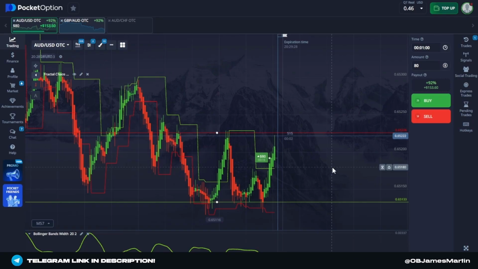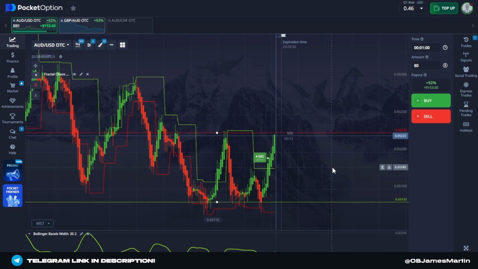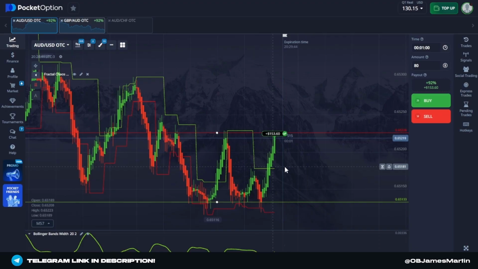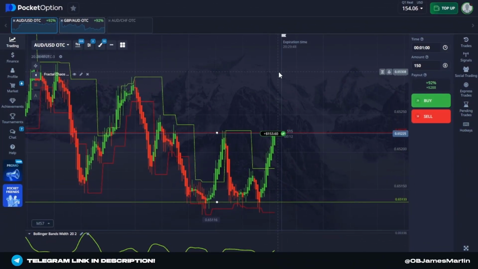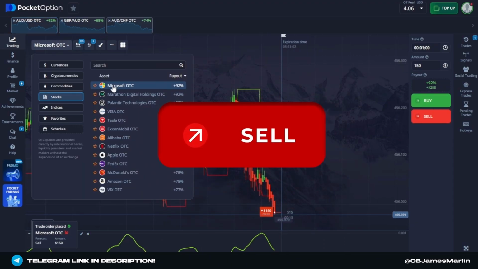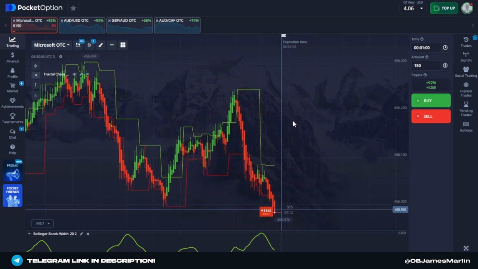And now I have almost 15 seconds left. I'll wait to see how it closes. Okay, well, yeah, guys, we cannot lose this one. That's pretty good. Look at this one: the Bollinger indicated that the fractal break is this. $153.60, that's just pretty good. So just opening that one, the last one.